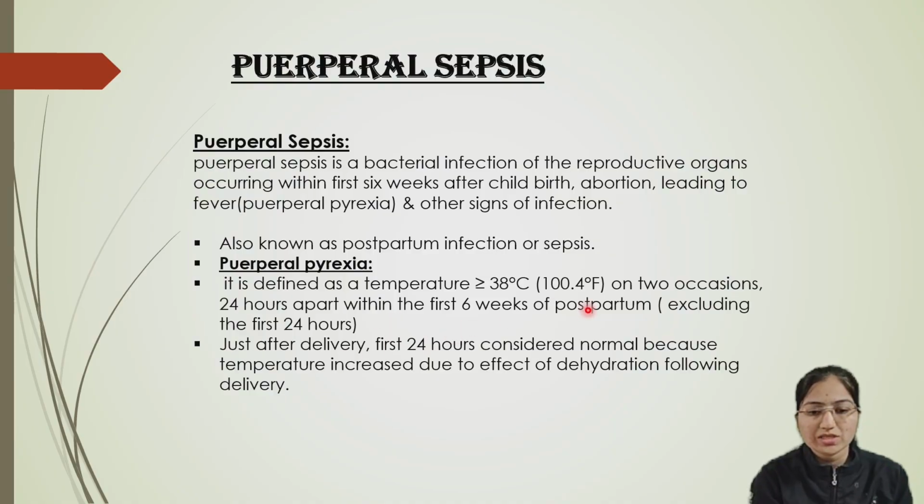Why are they excluding the first 24 hours? Just after delivery, the first 24 hours are considered normal because the temperature increases due to the effect of dehydration following delivery. That's why the increase in temperature is considered normal in the first 24 hours after childbirth or abortion.